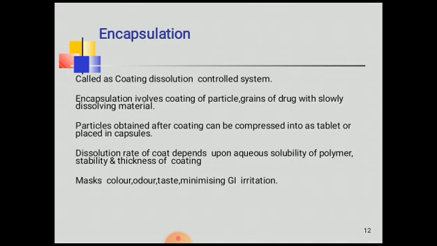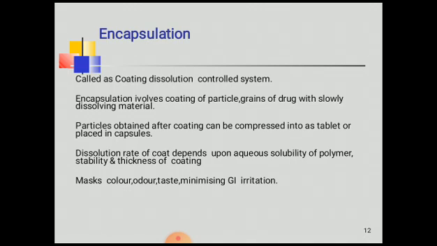Dissolution rate of the coat depends upon aqueous solubility of the polymer, stability, and thickness of coating. Dissolution rate means how much concentration of drug will be dissolving at a particular time, and that we are going to check. It depends upon these three factors. One is aqueous solubility of the polymer. For example, if we take polyglycols, we have to check how much aqueous solubility it has, whether it is highly soluble or poorly soluble.